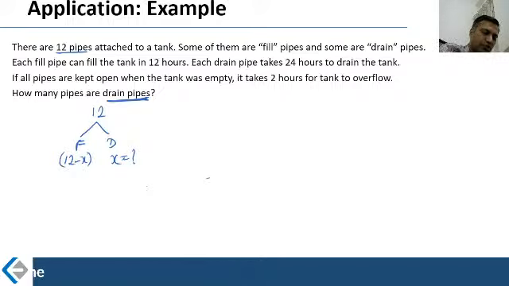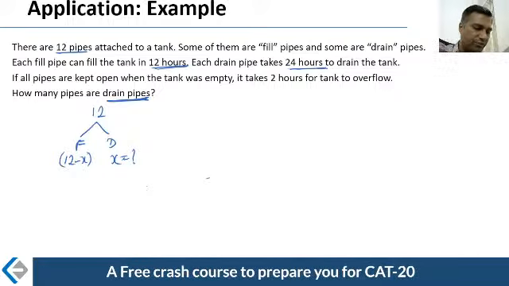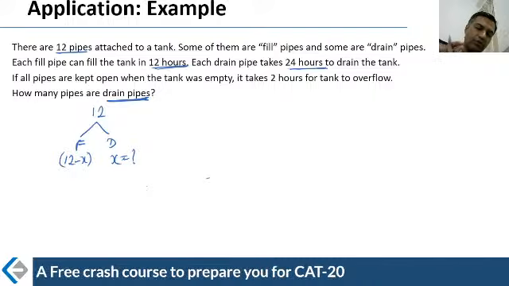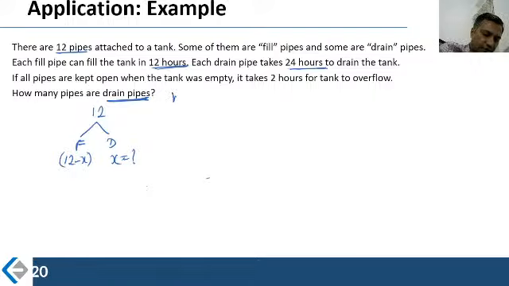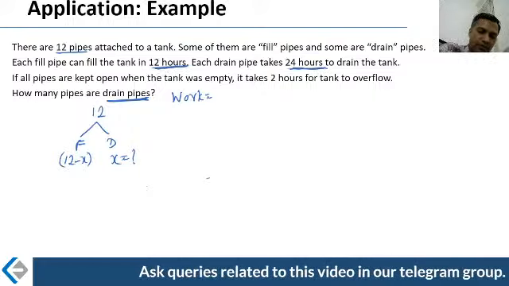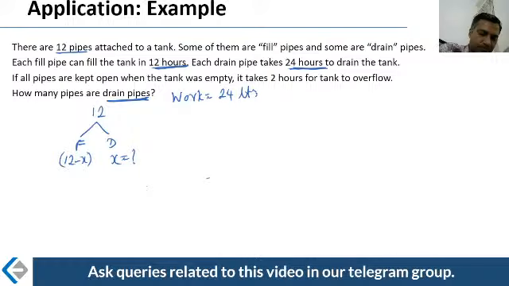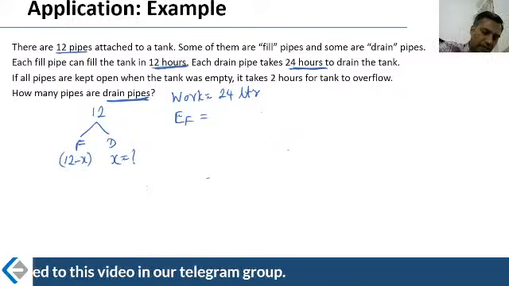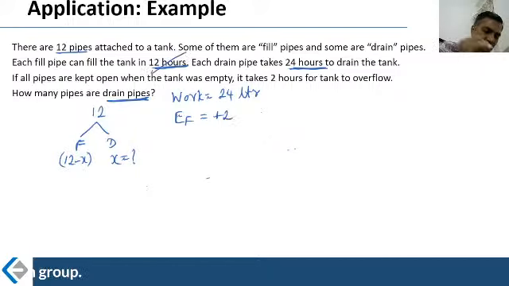All right, each fill pipe takes 12 hours. Each drain pipe takes 24 hours to drain the tank. If you turn on only one fill pipe, it takes 12 hours. If you turn on only one drain pipe, it will take 24 hours. Therefore, I will write the work here first. Let me find the capacity of the tank. Work is the LCM of 12 and 24. Therefore, I will take it as 24 liters. Therefore, the efficiency of each fill pipe is plus 2, because 24 divided by 12.